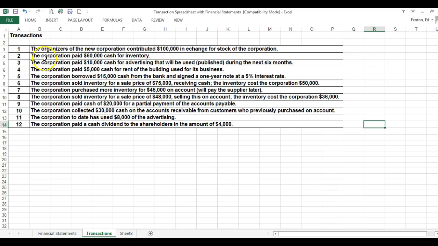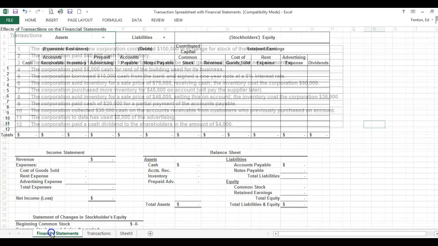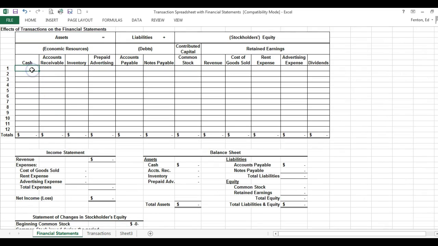The very first transaction, we have the organizers of the new corporation contributed $100,000 in exchange for stock of the corporation. So you know that what that represents is cash being increased, and then we always have to show where did the cash come from. So with the owners putting cash in the business, this is of course in exchange for stock. So we're going to enter $100,000 in cash and also in the common stock account.